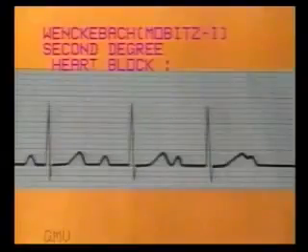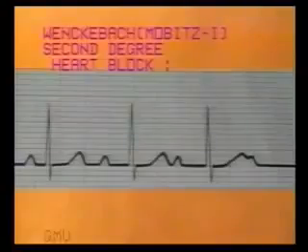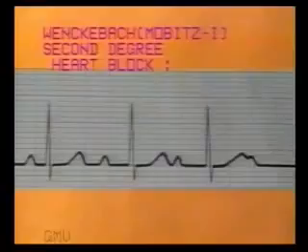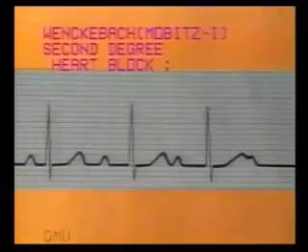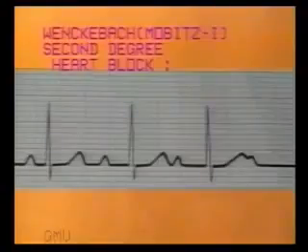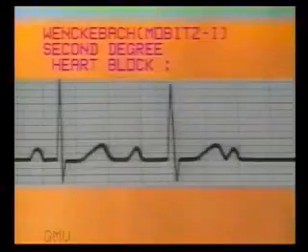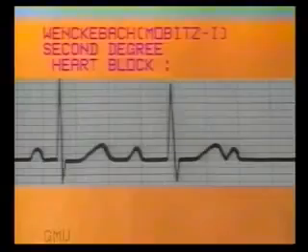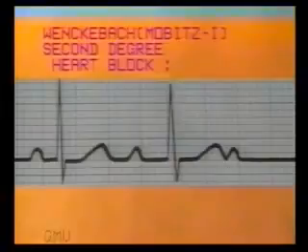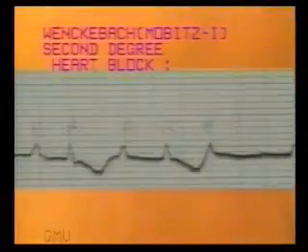In the first beat, the PR interval is 4 small squares, that is normal. In the second beat, it is 6 small squares. In the third beat, it is 7 small squares. And the fourth P wave is not followed by QRS complex. This phenomenon, where the PR interval gradually increases till a beat is dropped, is termed as Wenckebach phenomenon. Then again, the next beat will show a normal PR interval and the process will continue again.